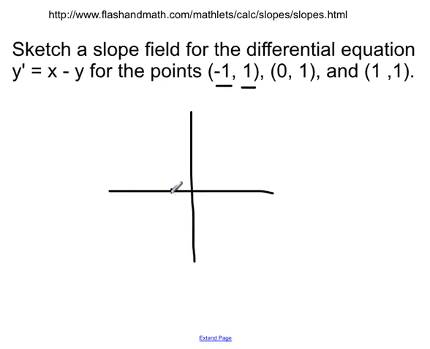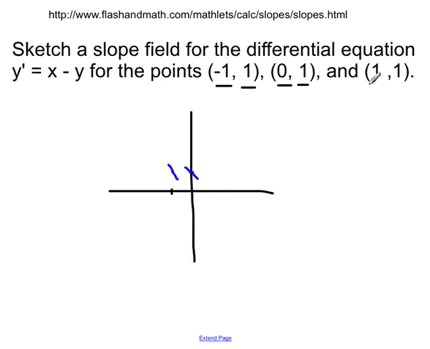So at -1, comma 1, at this point here, if we plug those in, you get -1 minus 1, you get -2. So we're just going to make a little sketch of what a -2 slope might look like. Maybe something like that. All right, let's also put in 0 and 1 and see what the slope is at the coordinate 0, comma 1. So 0, comma 1 is over here. 0 minus 1 is -1. So at that point, our slope should be a little less steep, should be -1, something like that.